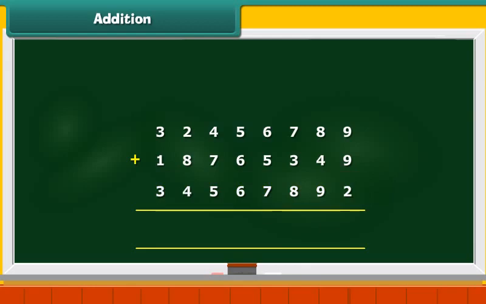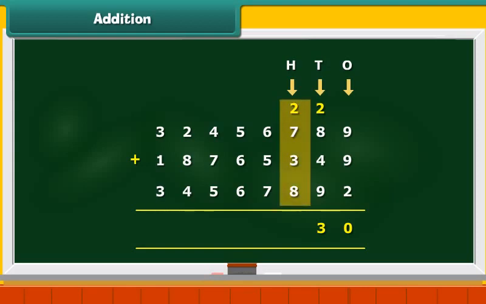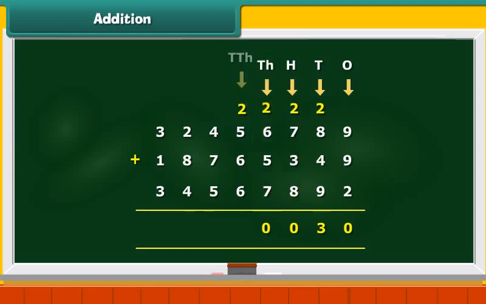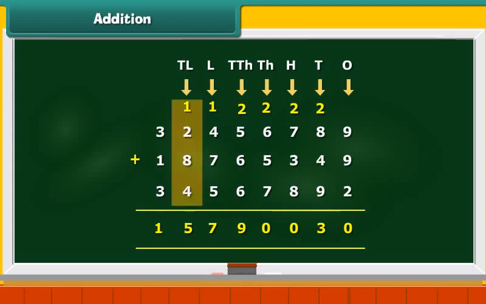Arrange the numbers one below the other. Add the numbers. Start with the digits at the ones place. Then proceed to tens place, hundreds place, and so on. The sum is 85790030. Let us now look at a word problem of addition.